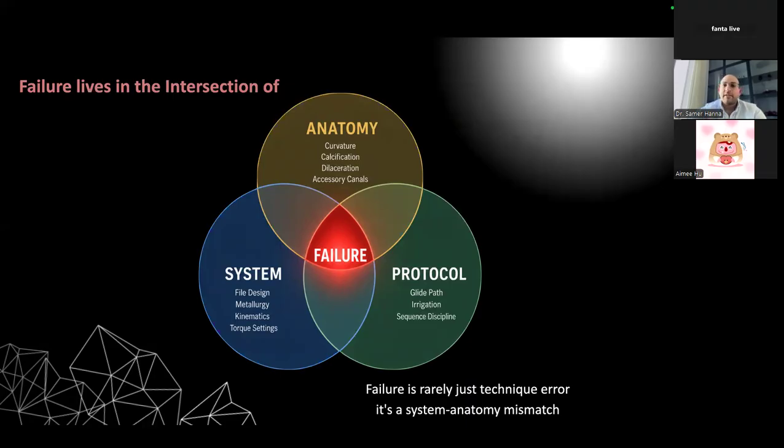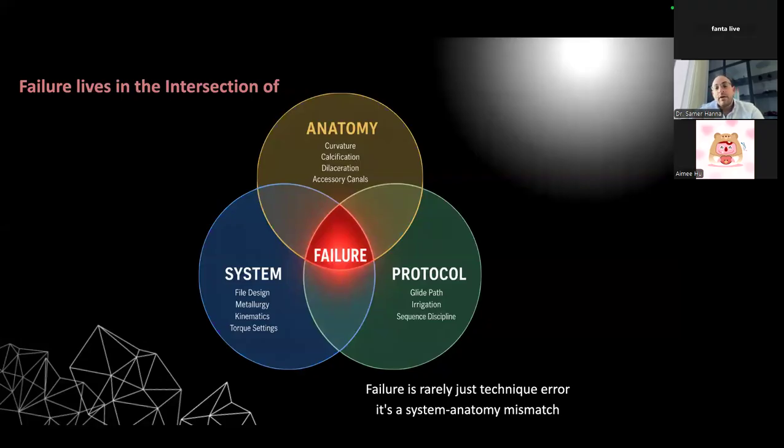So first we have the anatomy, which includes whether there are curvatures, calcification, dilaceration, accessory canals, hard anatomy, hard configuration, or a missed canal, all those kinds of anatomy challenges that increase the risk of failure. And then if we go to the system, we have the file design, metallurgy, what the file was made of, kinematics, how this file moves, rotation, reciprocation, the settings of the file, whether we are using the settings or not. All of these factors affect the failure rate and how we approach it.